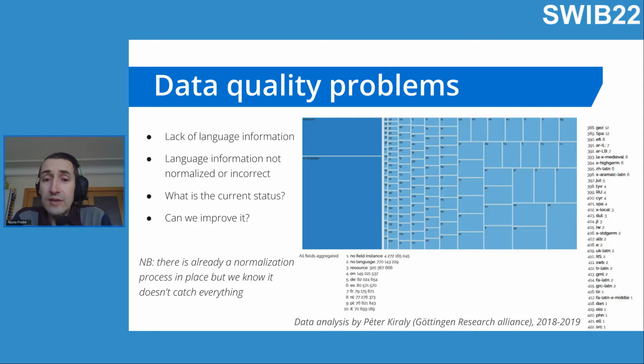Europeana already has a language normalization process that helps us to improve the quality of the language information, but it does not cover all the data. So we know that there are still some problems. And we knew from an earlier study from 2018 and 19 from Peter Kirawi, more or less what the picture was some years ago. And we wanted to know what is the difference to the current status.